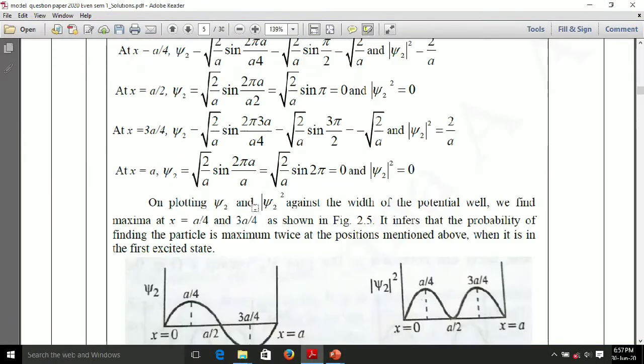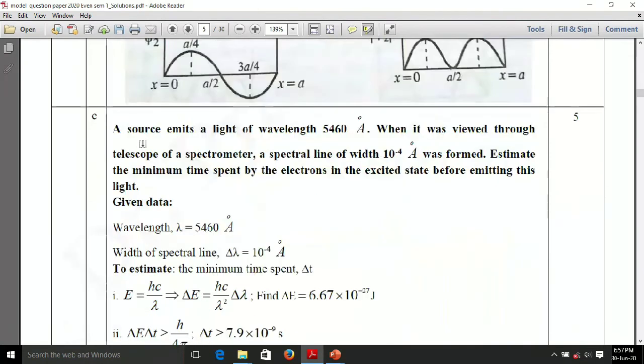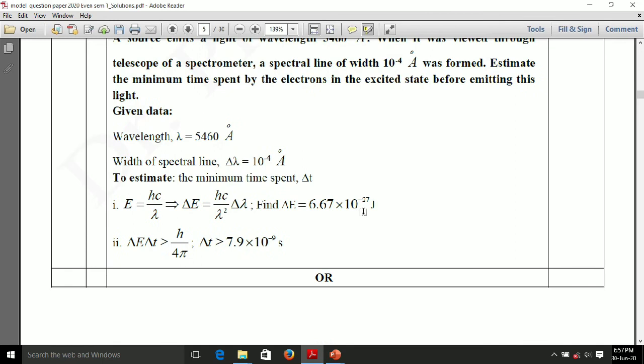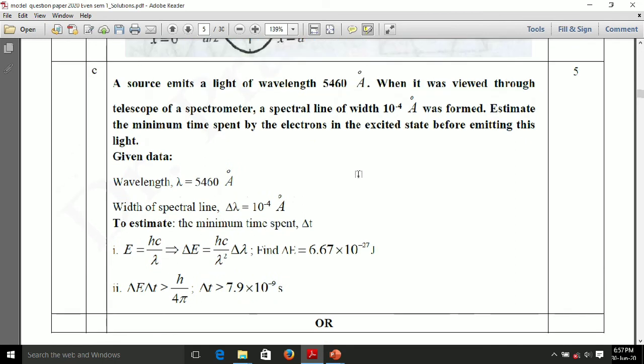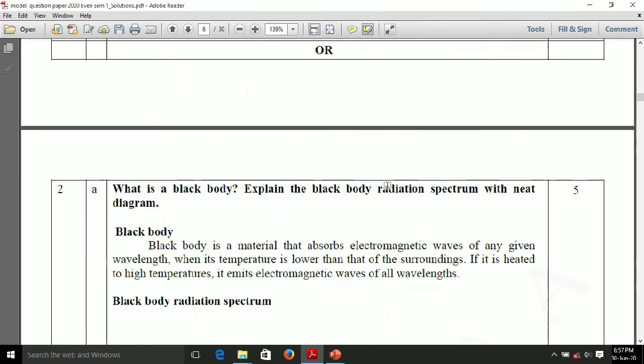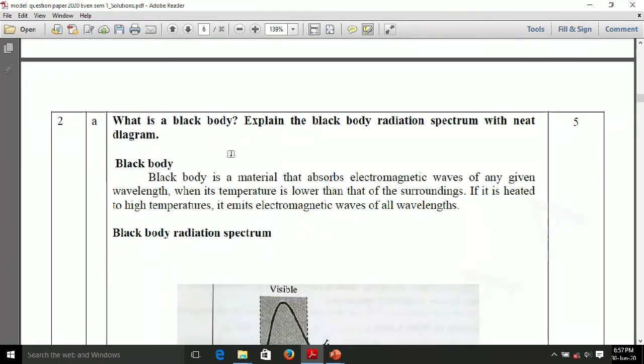1c. In question number 1c, the problem is given. Since the same problem has been discussed in earlier lectures, I won't give you any details in this case as it is already discussed. Okay, and in question number 2a, what is a black body? You have to mention the definition. It will be for 1 mark, and explain the black body radiation spectrum with a neat diagram.